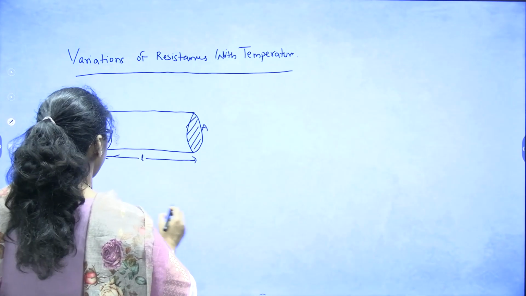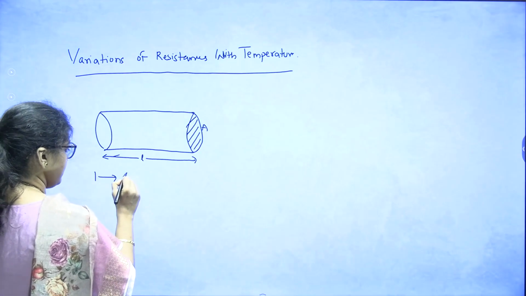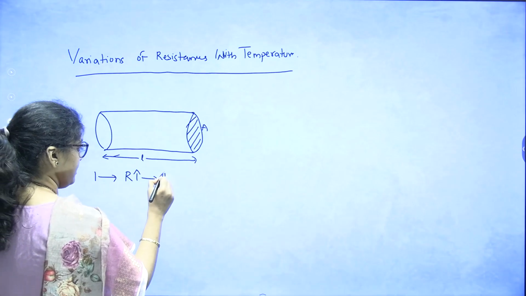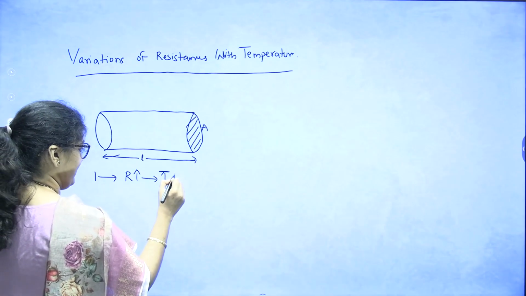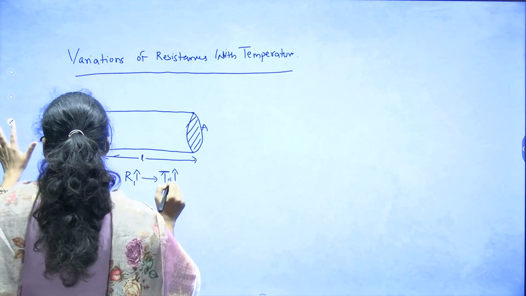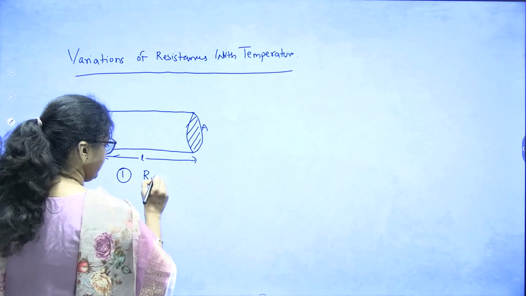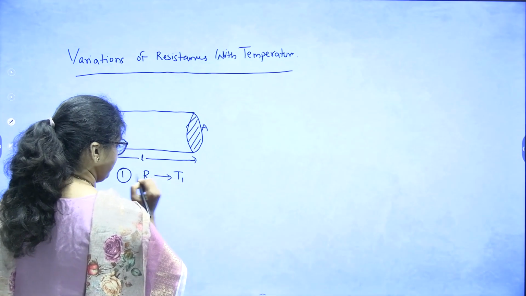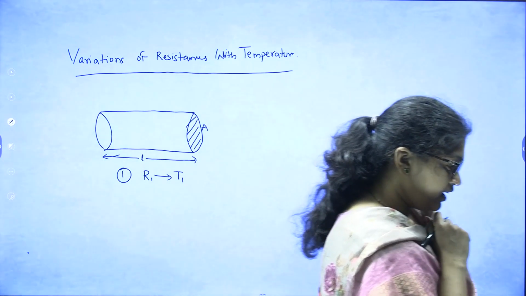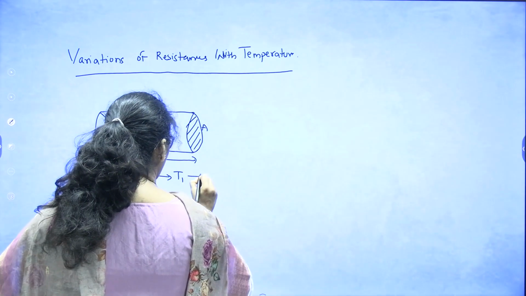So, in the first case, if the resistance increases, what happens to temperature also? Temperature also will increase. If I have taken R1 resistance, then the temperature will be T1. Then the resistivity will be ρ1.